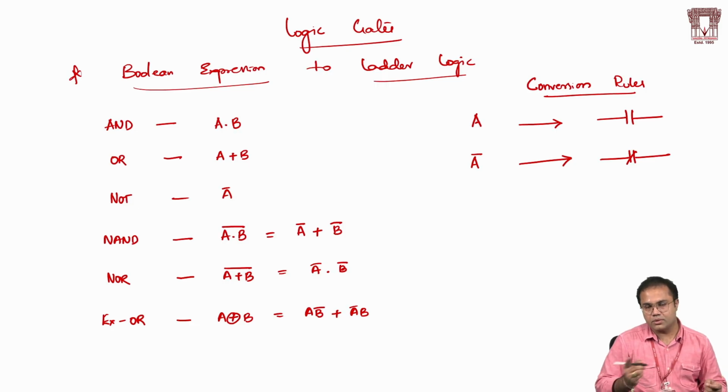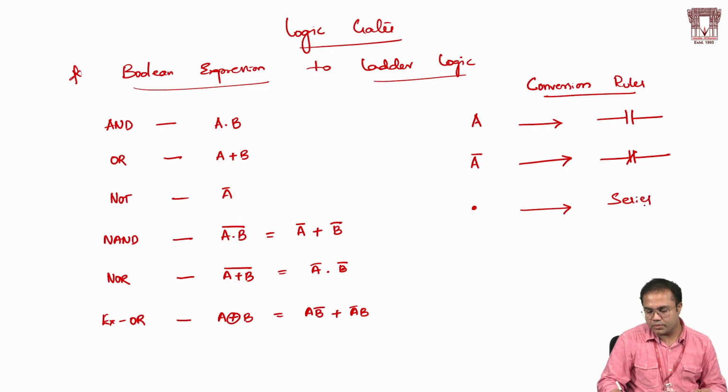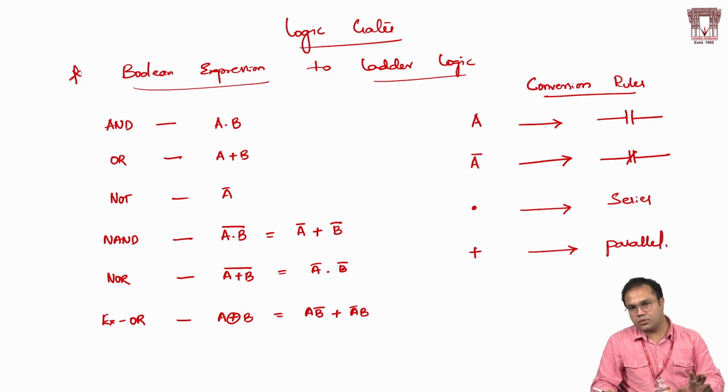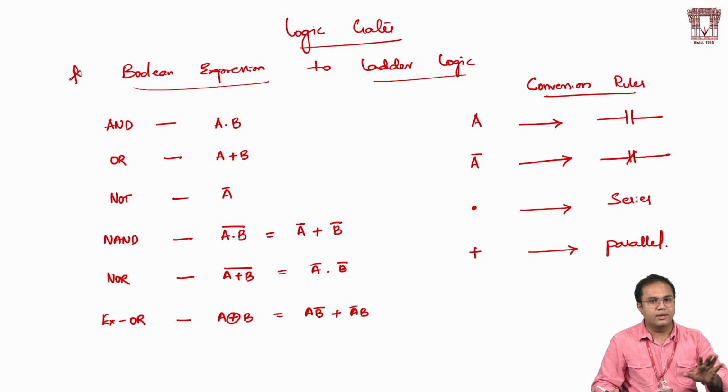When you see a normal literal, normally open instruction. When you see a complemented literal, replace it with normally closed. Then if you find a dot operation between two literals, the combination should be series. Similarly, when you see a plus operation between two literals, the combination should be parallel. If you remember these four things, then you can realize any given Boolean expression into ladder logic.